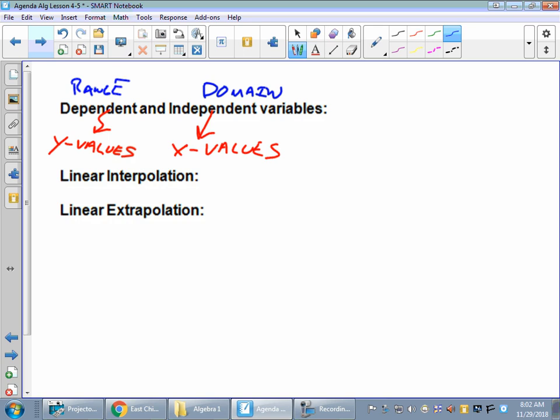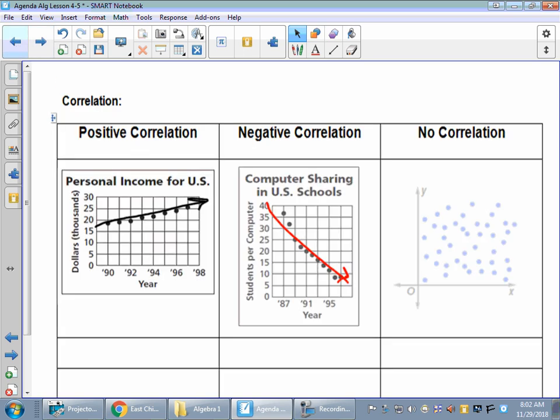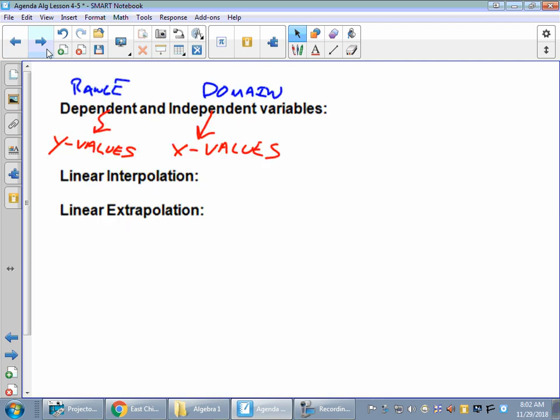And if we took a look at, say, these correlations here, okay, in this one here, the dollars depended on the year. As the years went on, we had more income. That was dependent. And over here, the students per computer, that was dependent on the year as well. And even our example over here with the time studying, the more time studying, well, that determined your test grade. You can see the test grades went up as we studied more. So the test grades depended on the time spent studying. So that's why we got dependent, independent variable.